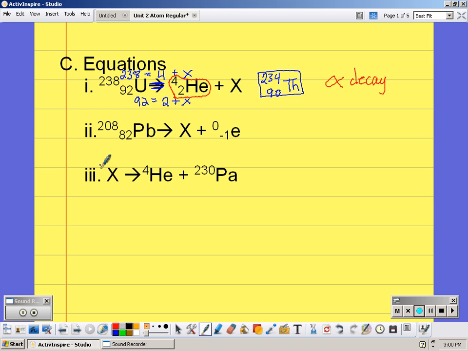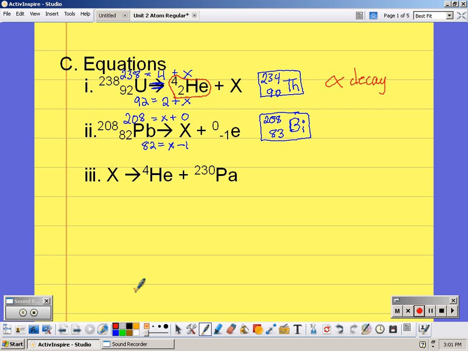In our second example, for the top numbers we would have 208 equals X plus 0. So for my missing isotope it would have to be 208 for the mass number. On the bottom you have 82 equals X, and then you have plus a negative 1, so it's really minus 1. So the bottom number has to be 83. Watch out for the negative electron there. So that means this has to be bismuth. So the missing isotope then is 208 bismuth.